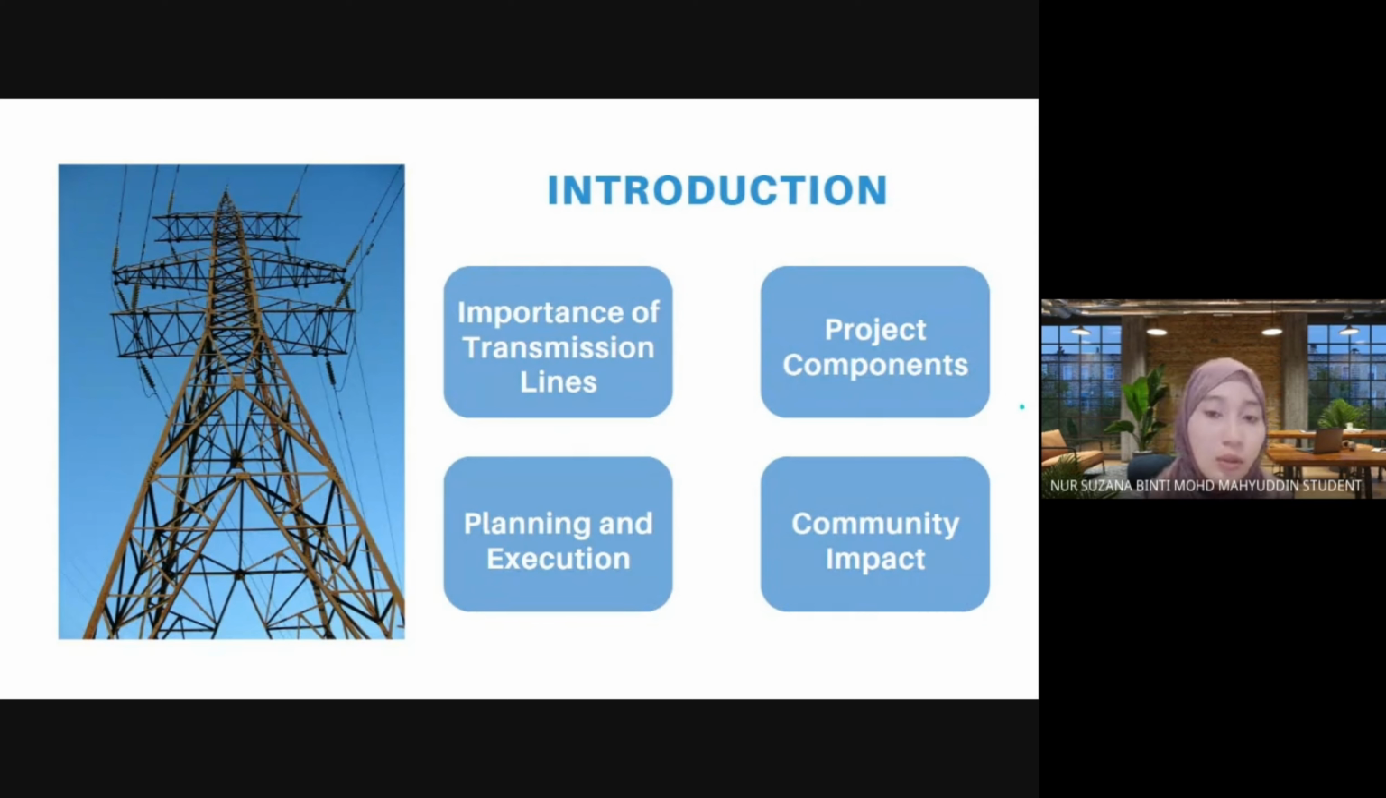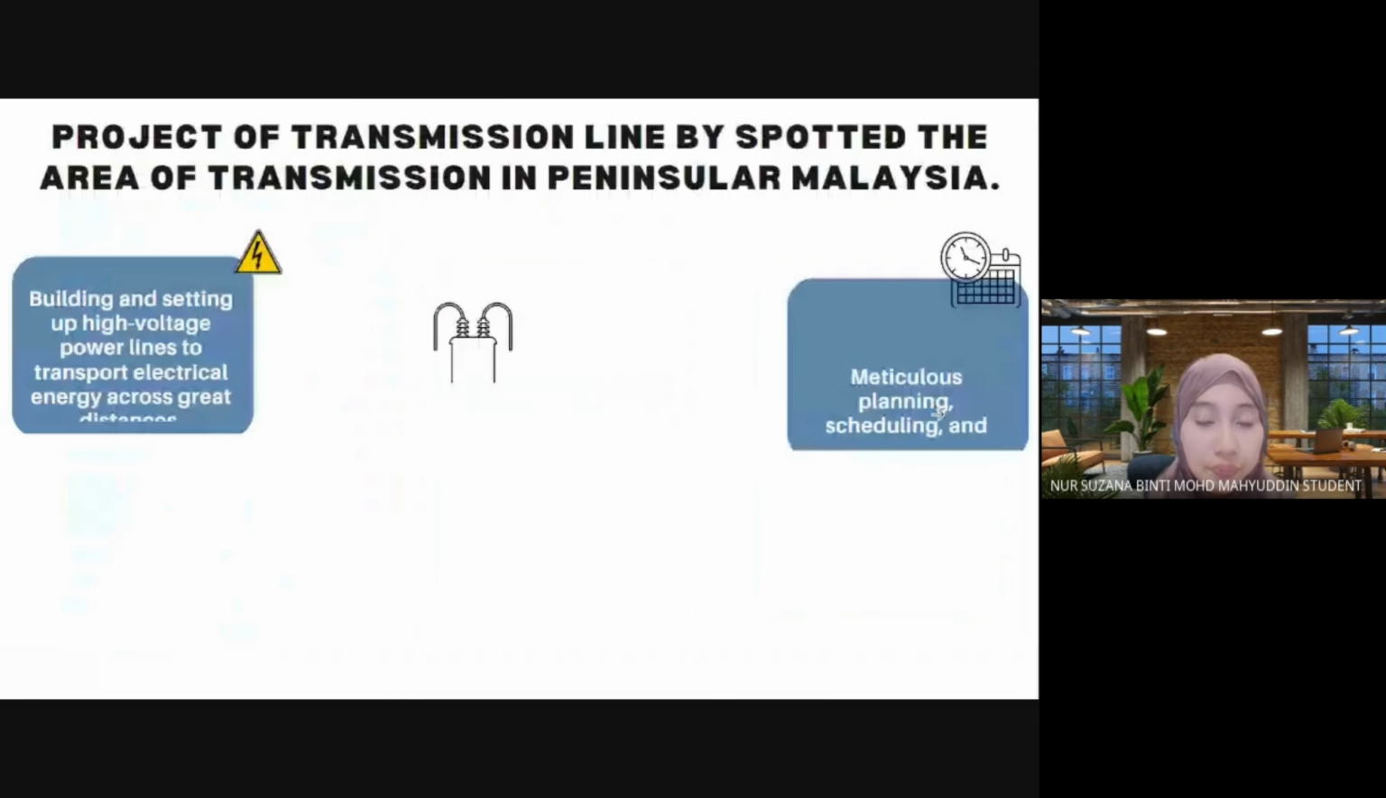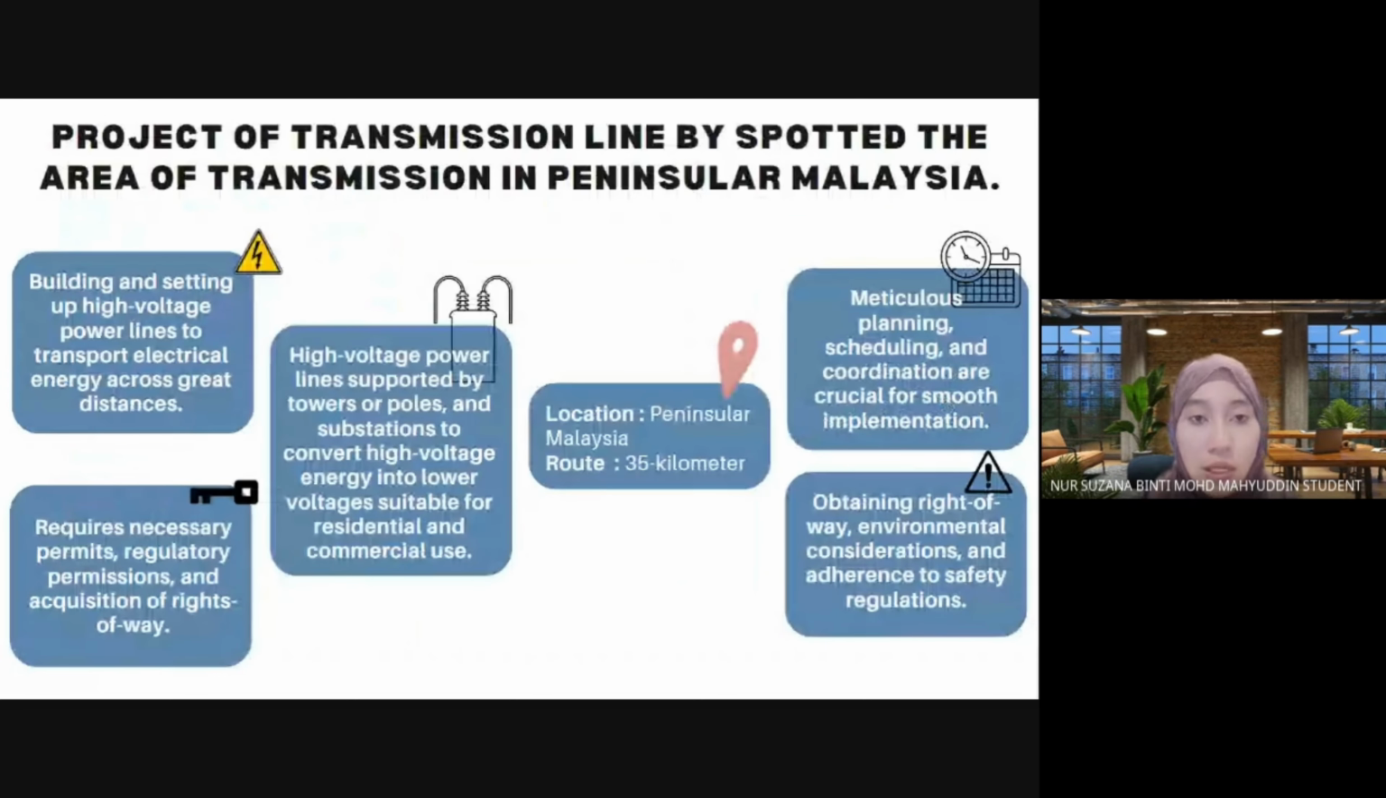So for the last, community impacts. Community impact ensures a stable and reliable power supply, supporting populations and business growth. This can boost the local economy and improve quality of life by reducing transmission losses and power outages. For example, the transmission line that we choose is from Wang Kelian Kaki Bukit Perlis to Kangar Perlis. We can look at figure 1. So next, the project of transmission line by spotting the area of transmission in Peninsula Malaysia.